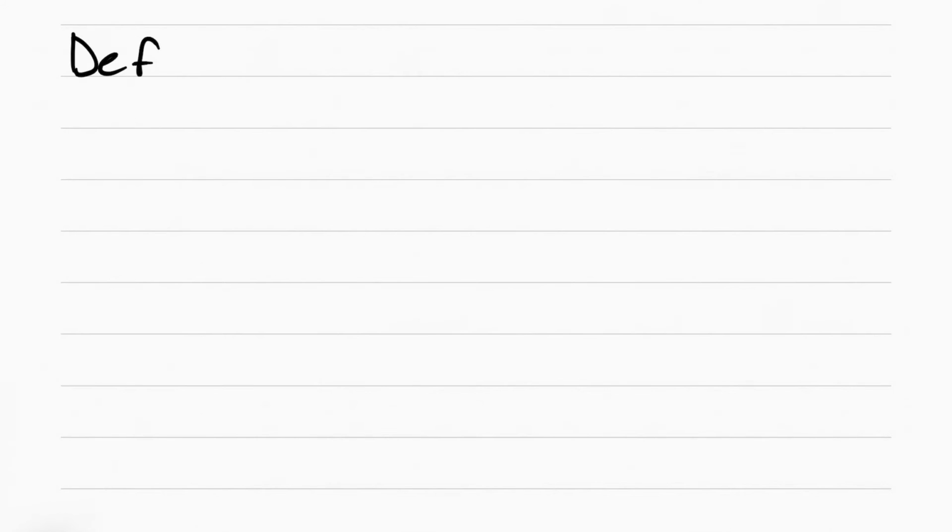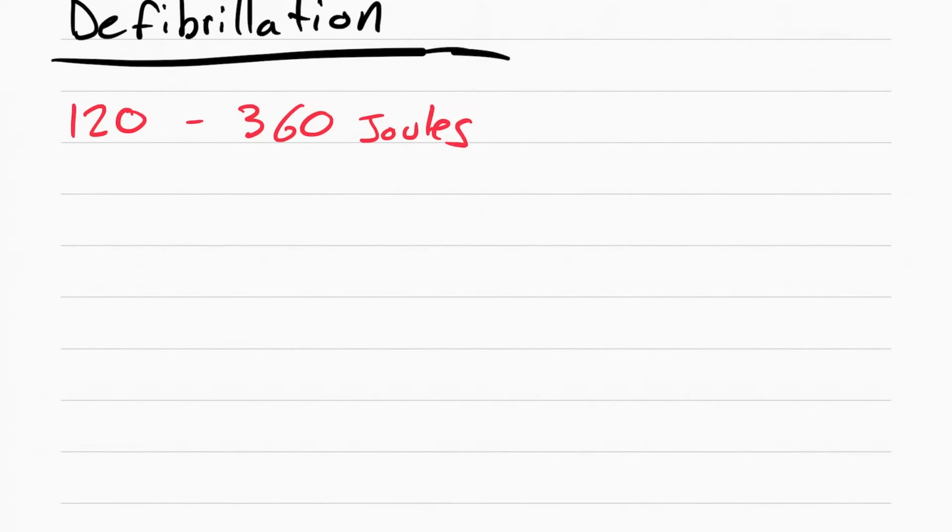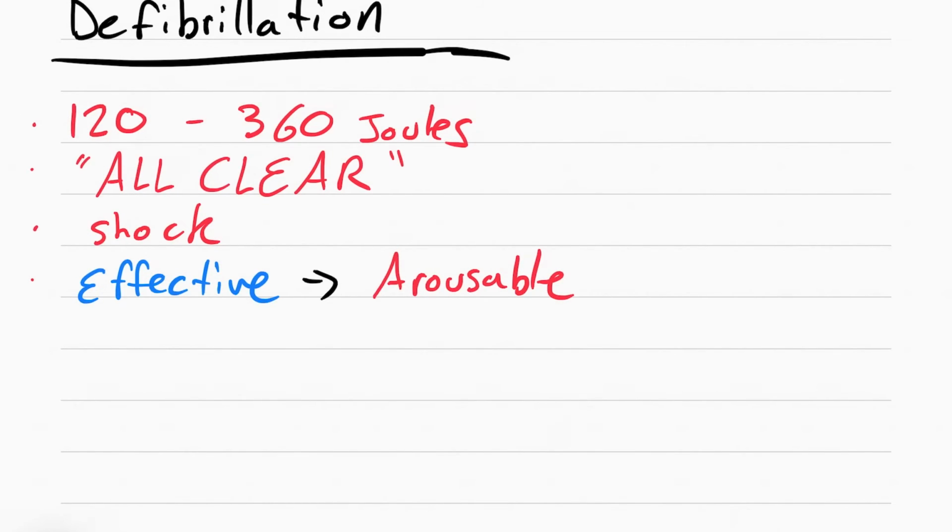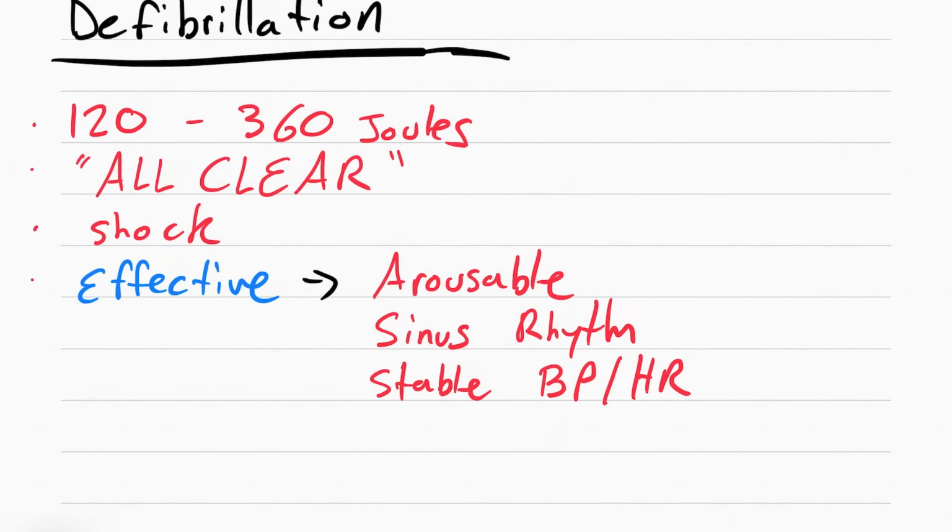Alright, so we've been talking about shocking people a lot with these deadly rhythms. Now, defibrillating or shocking someone involves using electricity to reset the heart. We use about 120 to 360 joules of electricity, depending on the defibrillator. You want to make sure no one is touching the patient and the patient isn't touching anything. You do this by calling out all clear. Once you've done these things, then you can shock the patient. How you know defibrillation worked is the patient is arousable so they can wake up. The patient has a sinus rhythm and they have a stable blood pressure and heart rate.